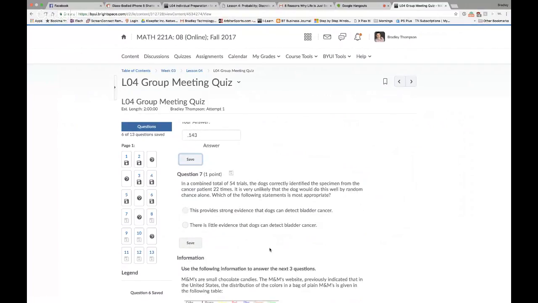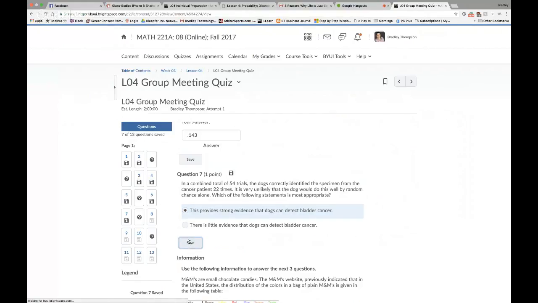In a combination of 54 trials, the dog correctly identified the specimen of the cancer patient 22 times. It is very unlikely that the dog would do this well by random chance alone. Which of the following statements is appropriate? This provides strong evidence that dogs can detect bladder cancer, or there's little evidence that dogs can detect it. So the first one, right? Well, when it says very unlikely that this would happen by random chance, that sounds like there's some strong evidence. Yeah, makes sense.